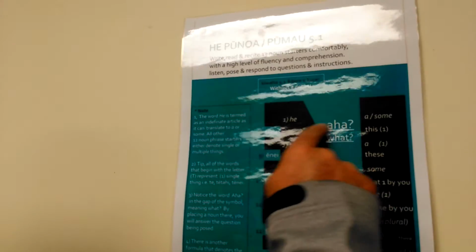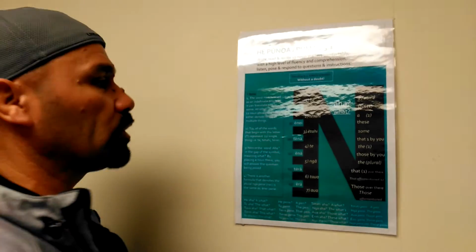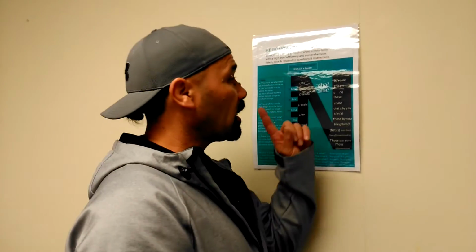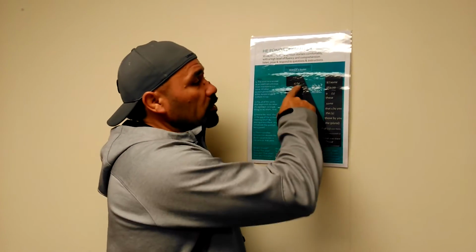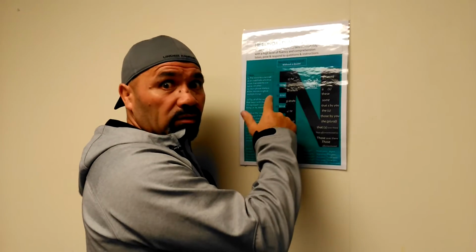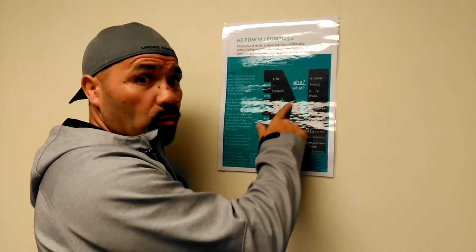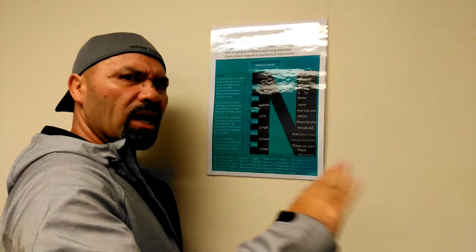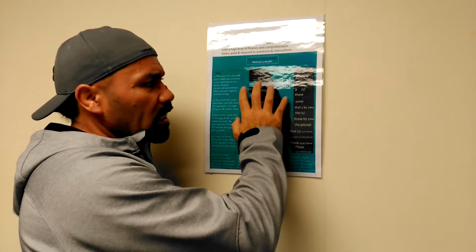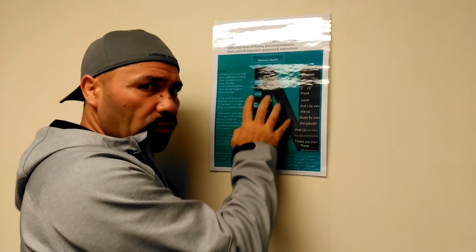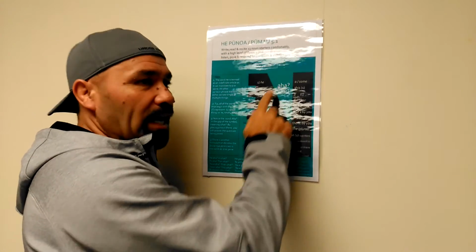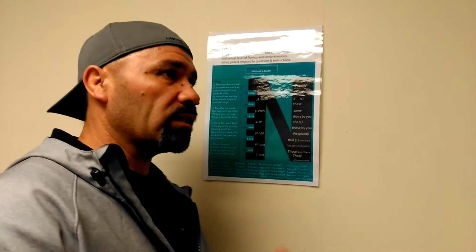Then we have the question aha, meaning what. So we've looked at some questions before, and aha we know as what. So what is the word for what? Aha, right? So if you pose the question, it could be he aha, a what, or some whats. Te aha, the what. Tēnei aha, this what. Taua aha, that what. So basically we're posing the questions, one of 13 possible questions, singular or plural.